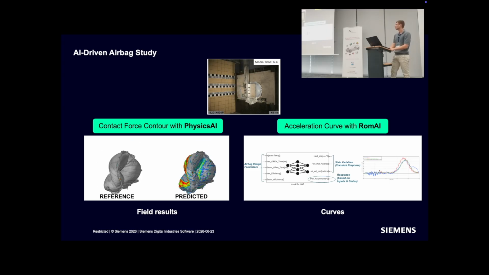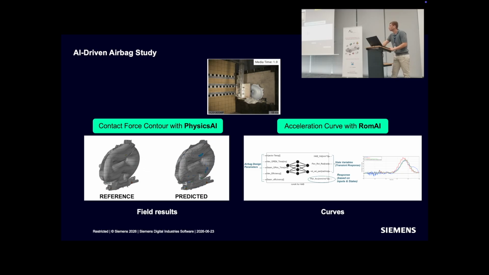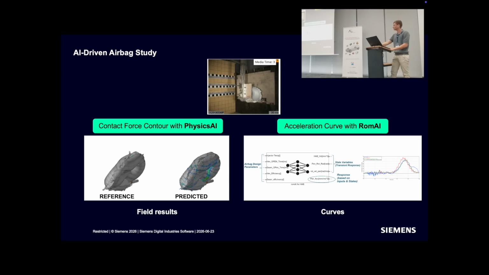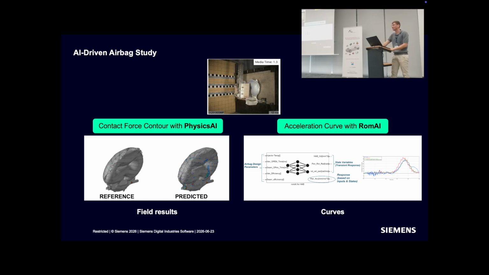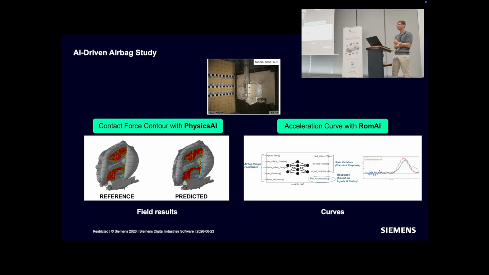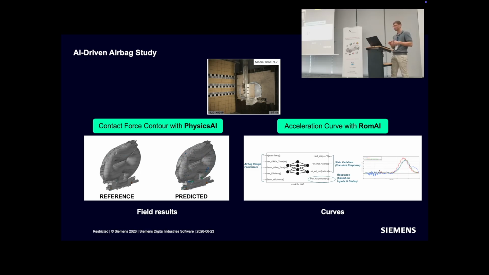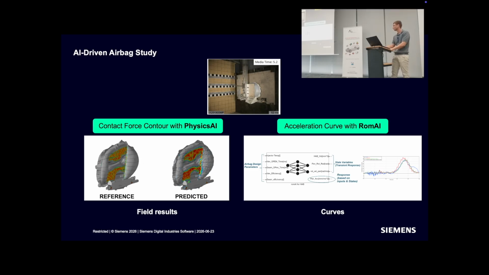Now, with ROM AI, on the right-hand side, for example, we want only to predict a curve, for example, the acceleration curve of the pendulum. If we have parameterized data and we want to predict a curve, we can very easily use ROM AI to do so, and there is no need to use Physics AI. So depending on the use case, what we have, and what we want to achieve, we can utilize the appropriate tool.